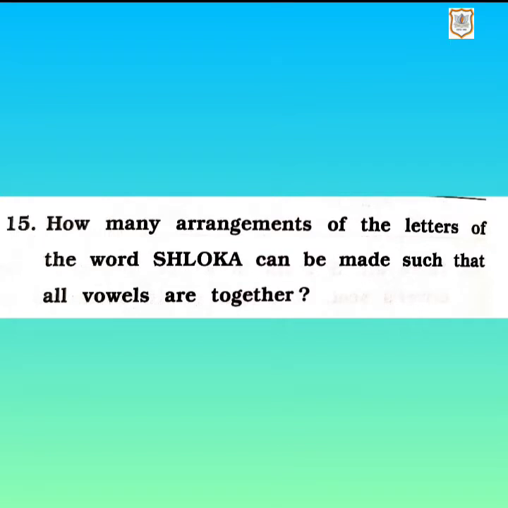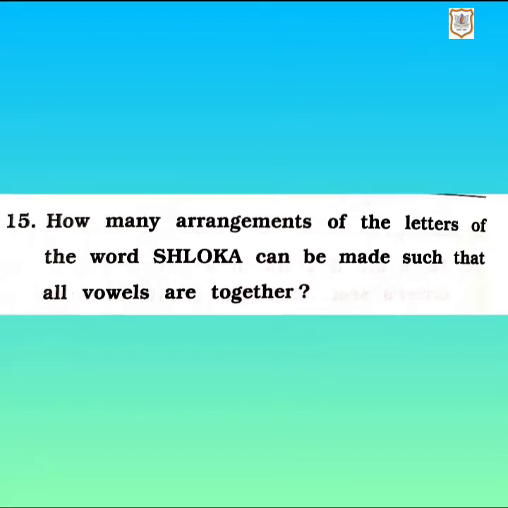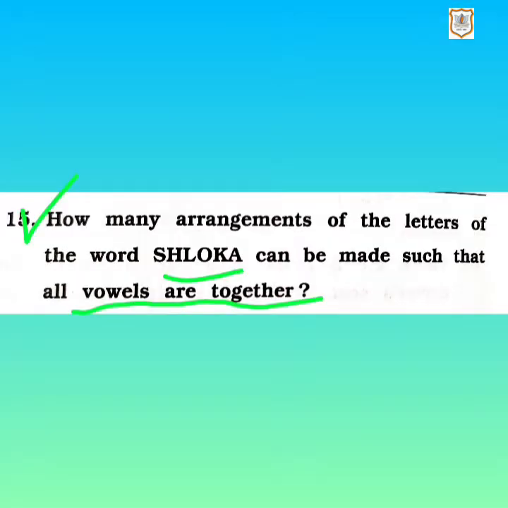In this video, we are going to continue exercise 6.1 with sum number 15 of your textbook. So let's read sum number 15. How many arrangements of the letters of the word SHLOKA can be made such that all the vowels are together? The word SHLOKA is given and we have to arrange vowels together.